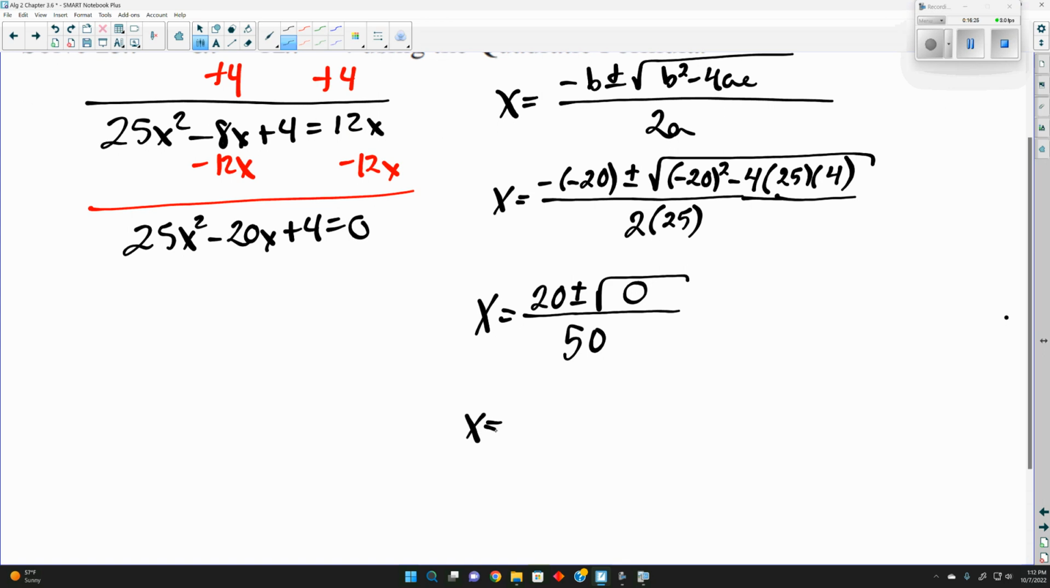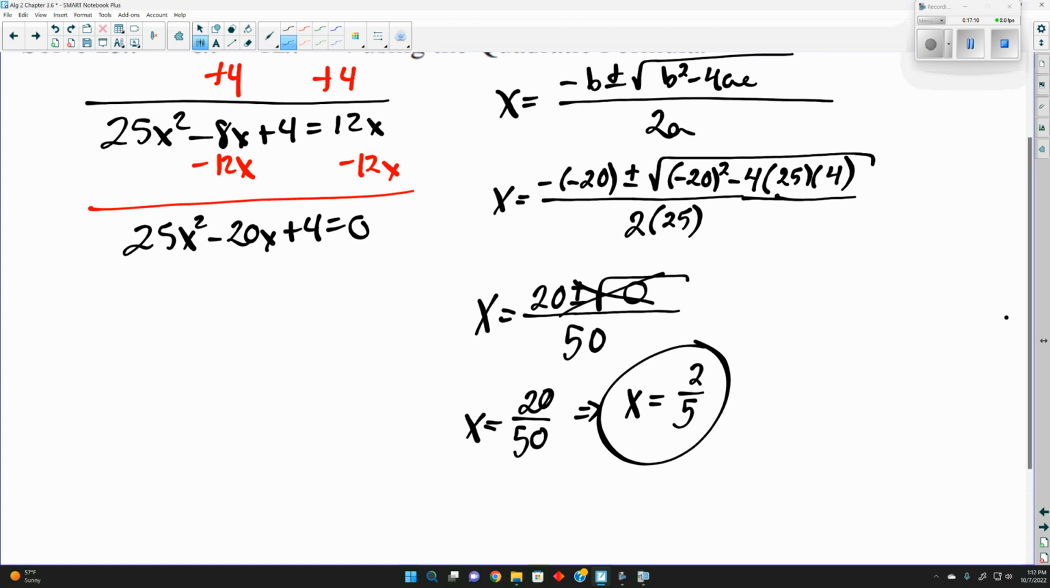What's the square root of 0? What's 20 plus 0? What's 20 minus 0? 20. Is adding 0 or subtracting 0 doing anything? So we don't even need any of that there. So it's really just telling us that it's 20 over 50, which is simplified to 2/5. And that would be the answer. We technically still have 2 answers, they're both just 2/5. But that's it.